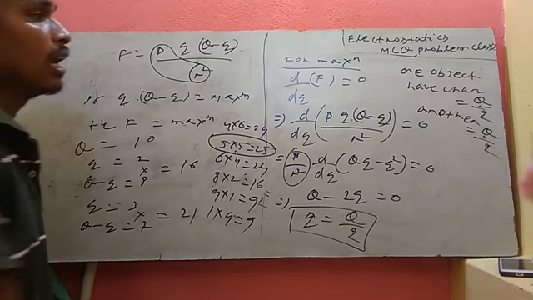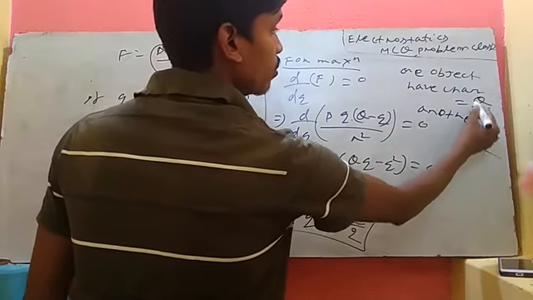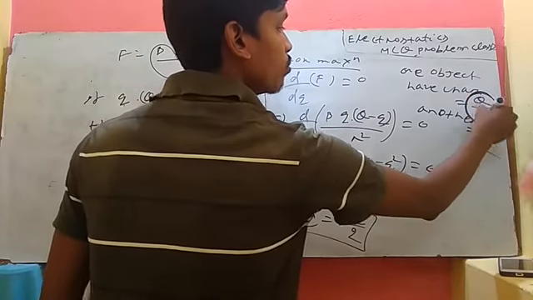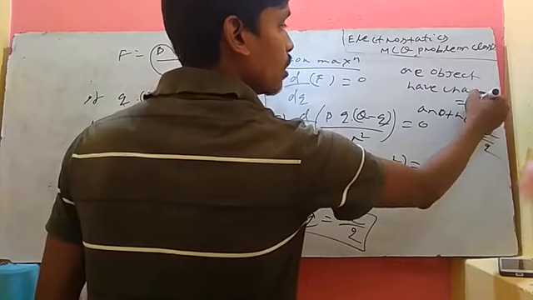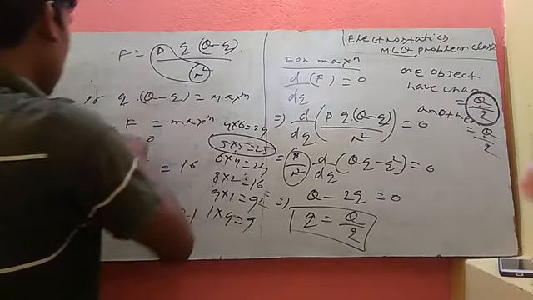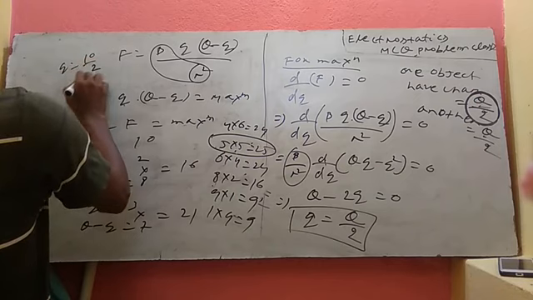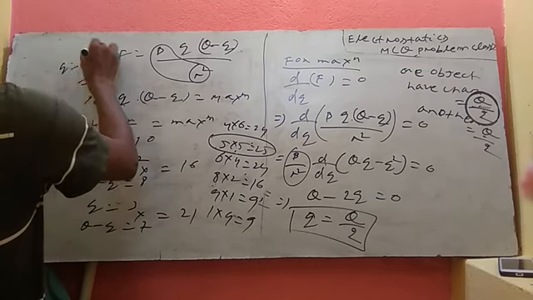So that's why the charge on each object is total Q divided by 2. That means total charge 10, 10 divided by 2 is equal to 5. So total charge divided by 2.